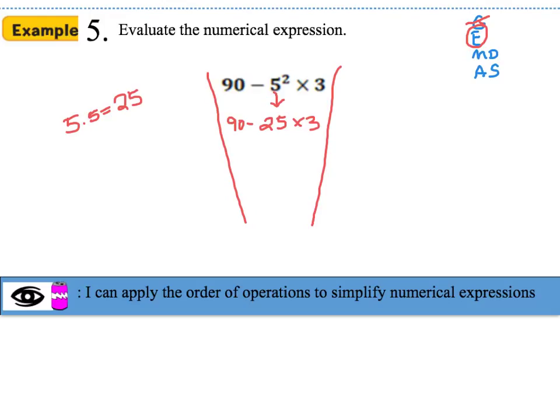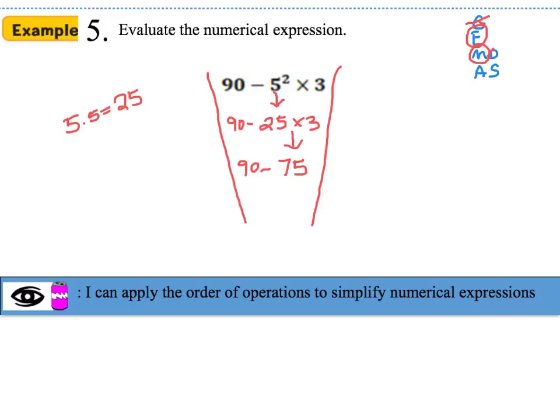So let's look at the next part of the problem. Let's ask ourselves if we have any multiplication, and we do have multiplication, which is 25 times 3. And 25 times 3 is equal to 75. So I'm going to write 75 there, and I'm going to drop down the rest of the problem.